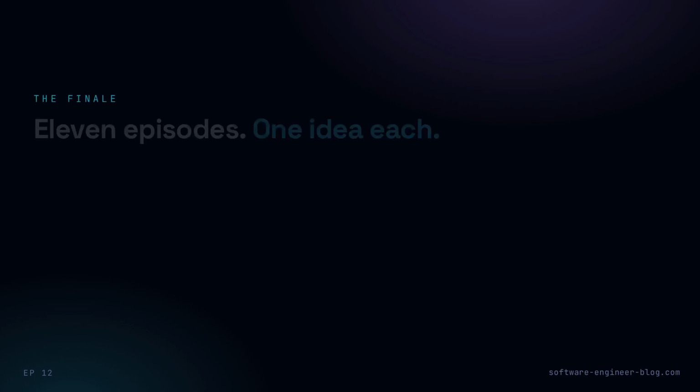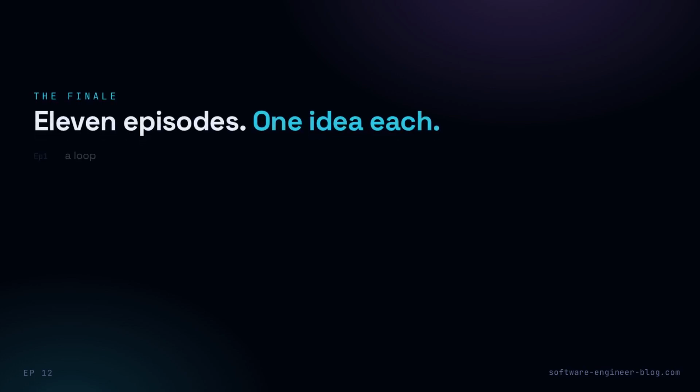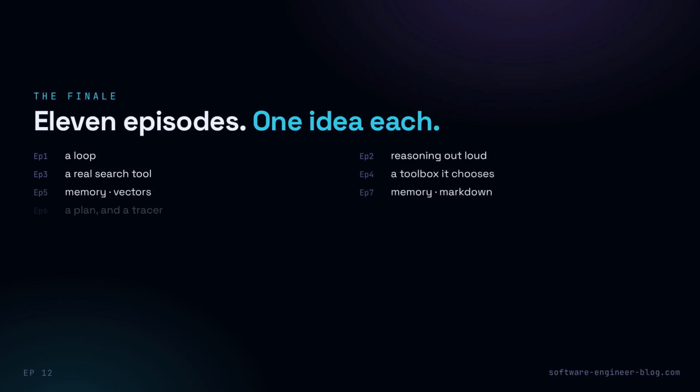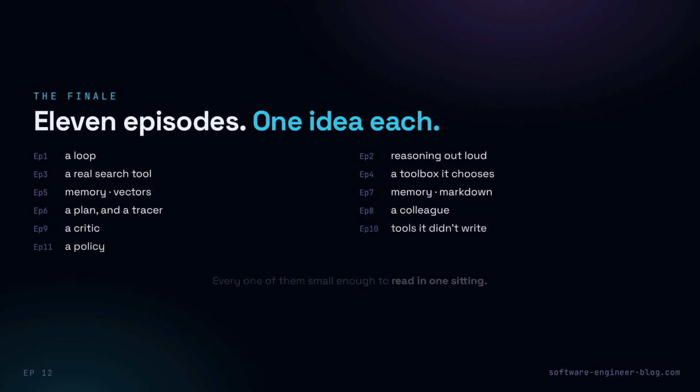11 episodes, one idea each. A loop, reasoning out loud. A real search tool, a toolbox it chooses from. A memory, twice. Once as vectors, once as markdown files and a text index. A plan, a tracer, a colleague, a critic, a protocol for tools we did not write, and a policy that decides what it may do with all of it.